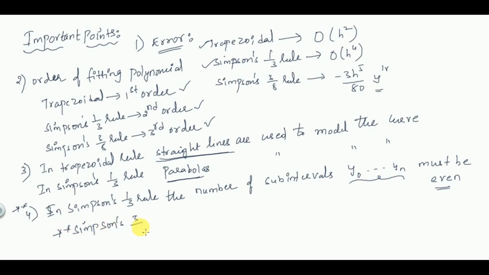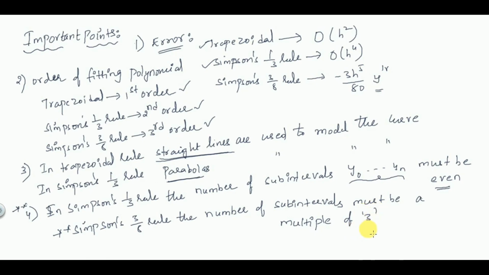So Simpson's 3 by 8 rule, the number of subintervals must be a multiple of 3. Okay, so this is very important point. So these two are very important points. Okay, fourth and fifth points are very important. So y0 to yn, this number of subintervals must be an even number, and in Simpson's 3 by 8 rule, it must be a multiple of 3. So you can remember these 2 points like this.